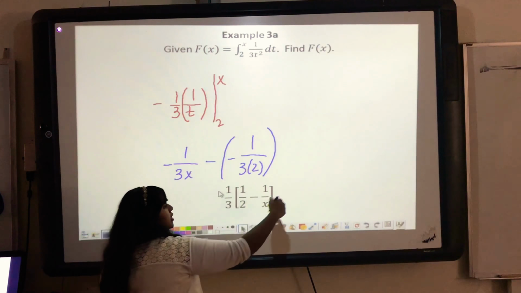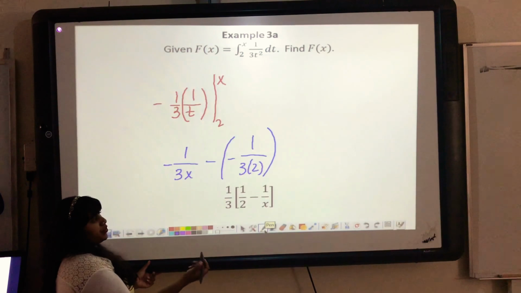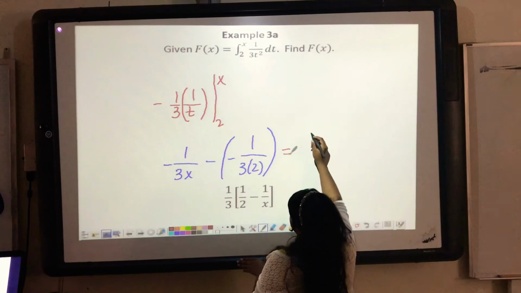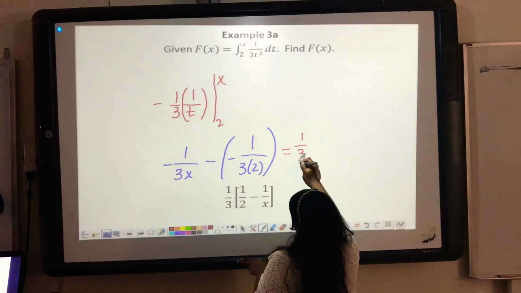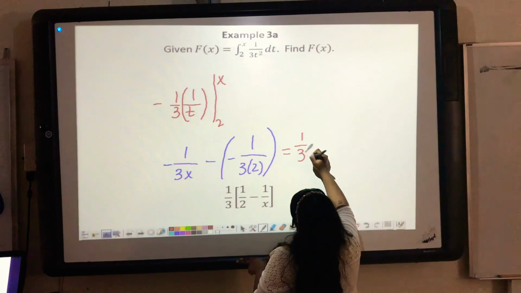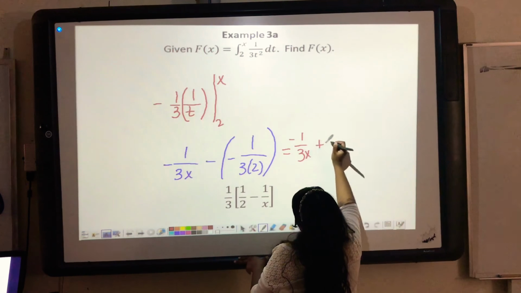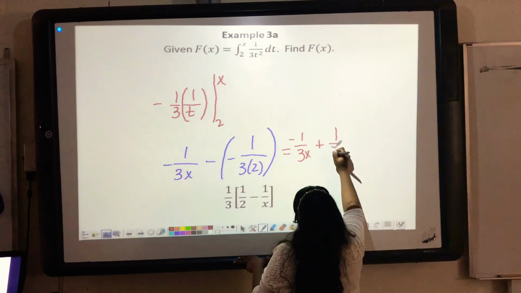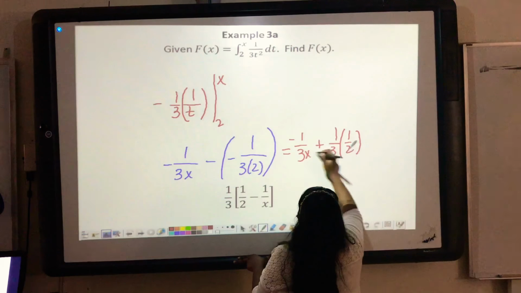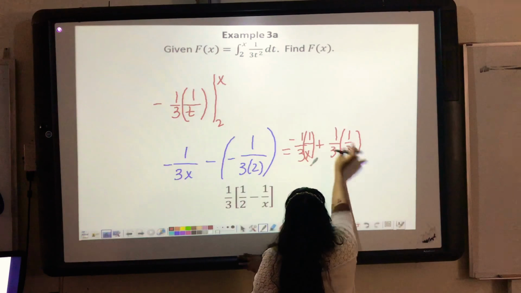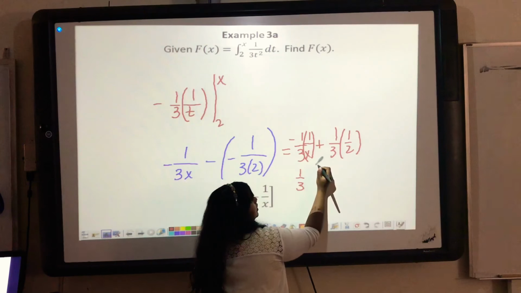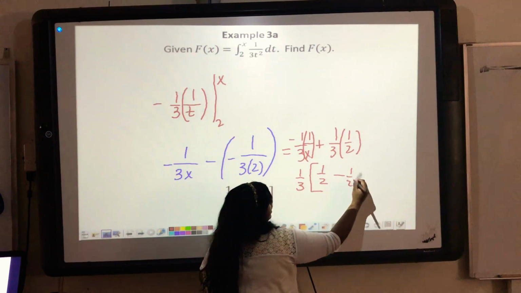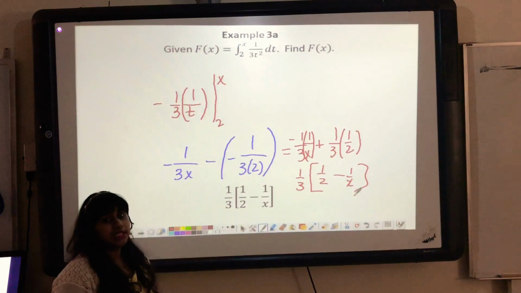Yeah, this is just a math manipulation, so if we wanted to see how we got from here to here, this top part becomes negative 1 over 3x plus 1 over 3 times 1 over 2. This is actually times 1 over x. And we can pull out the 1/3, and this will be 1/3 times, and we're going to just switch these, so it becomes 1/2 minus 1 over x. Ta-da!